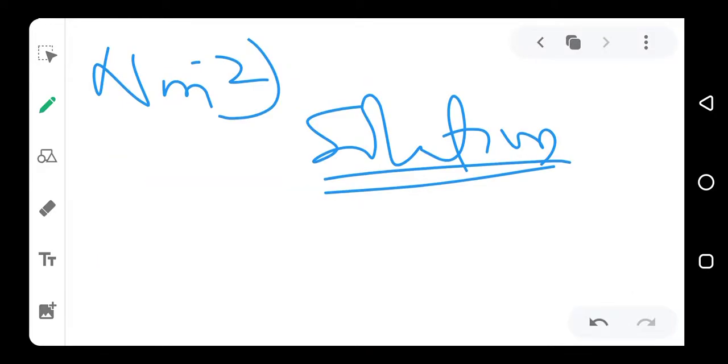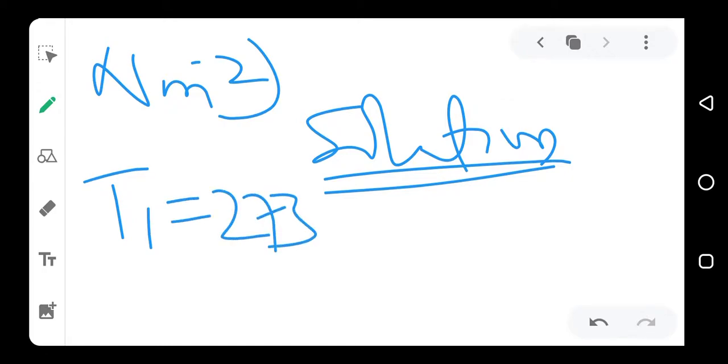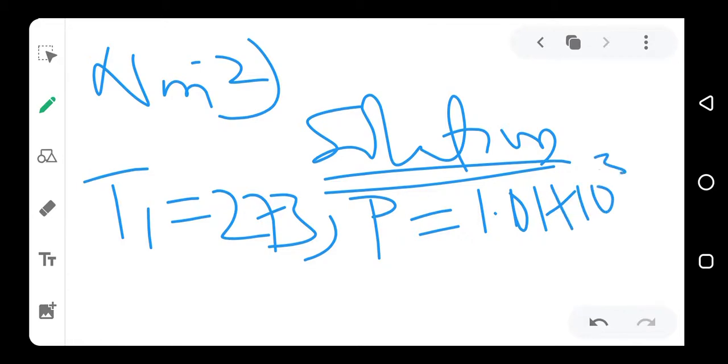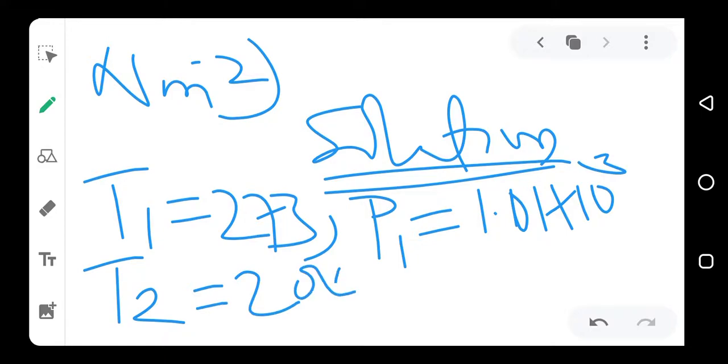Now here, T1 is equal to 273, that is at STP. Now we are given that at that STP, pressure is equal to 1.01 times 10 raised to power 3. This is our P1. Now we are given T2, T2 is 204 Kelvin, and we are asked to look for P2.